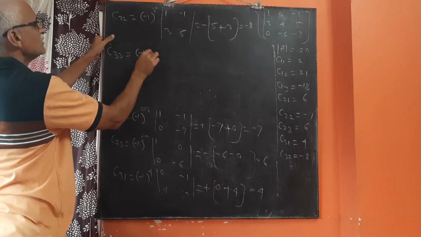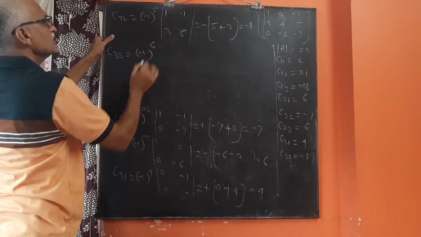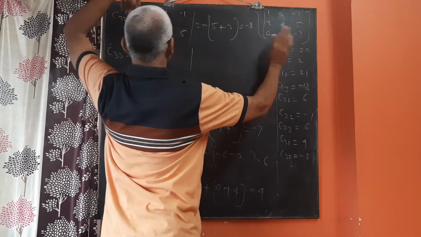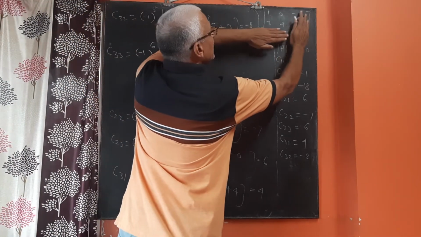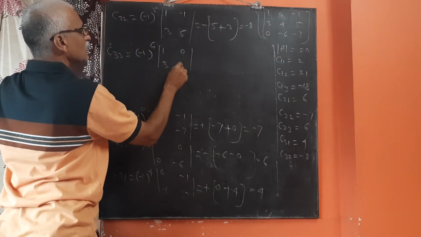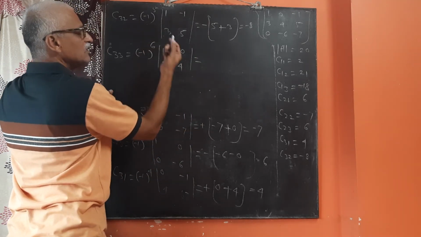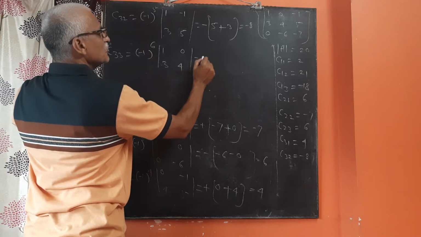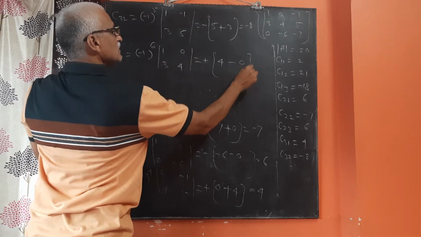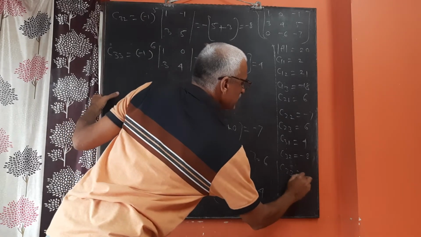C33 is equal to (-1) raised to 3 plus 3, or you can write directly 6, into the determinant of... 3 plus 3 means this position. This row and this column are removed, and the remaining is 1, 0, 3, 4. If you simplify it, you get (-1) raised to 6, that is positive. So positive of 1 into 4 is 4, minus 3 into 0 is 0, and that is equal to 4.